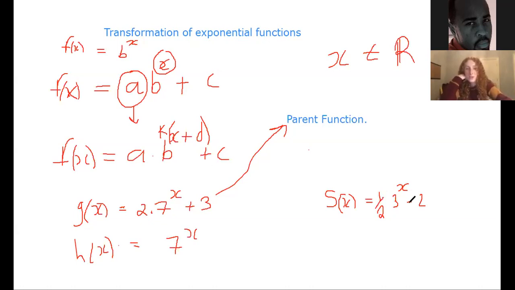There's a stretch. Which one? G? Let's say we're looking at g of x. I can't remember if it's a vertical or horizontal. Well, you're multiplying y by 2. So if you're multiplying y by 2, what kind of stretch will that be? Vertical. It'll be a vertical stretch. By a scale factor of how many? 2.